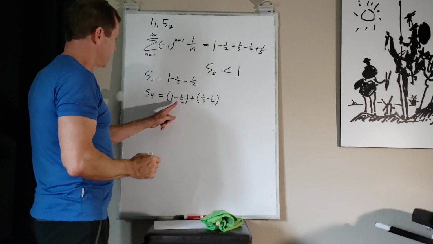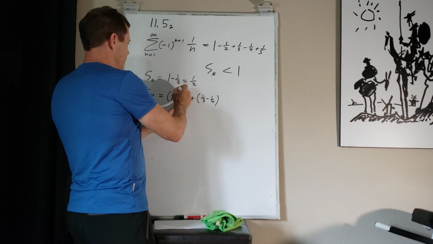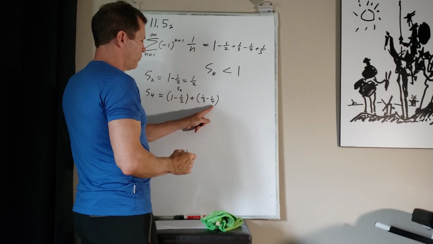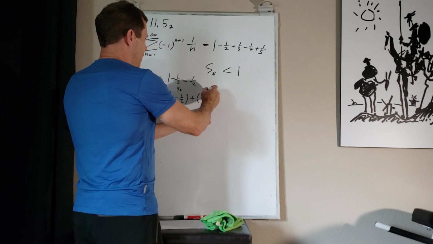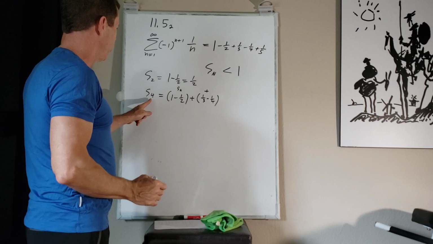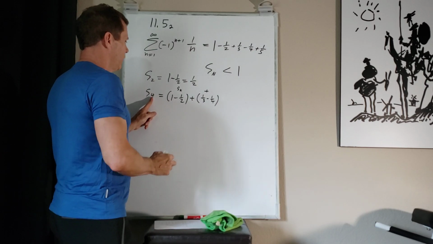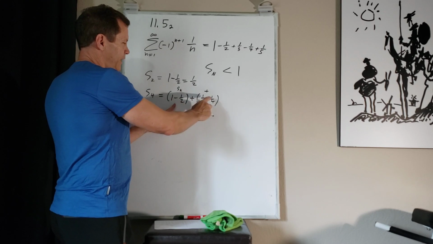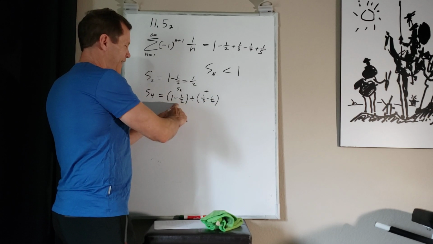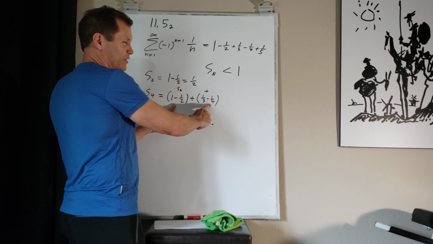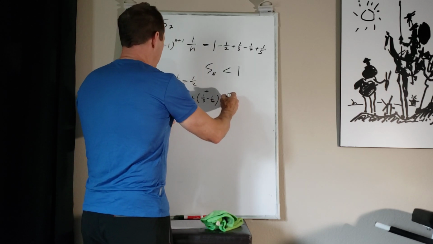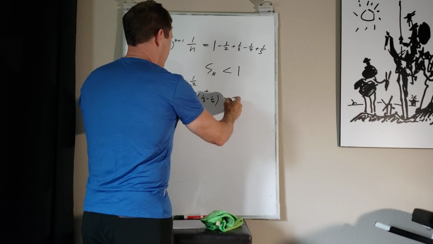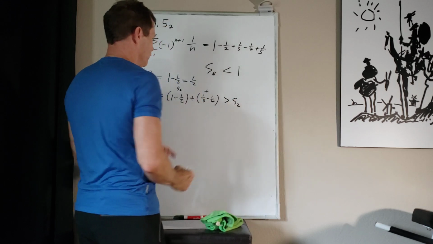Okay, what do you know about this? That's S2. What do you know about 1/3 minus a fourth? That's a positive number. So what do you know about S4? Is S4 bigger than S2? Well, here's S2, and I added a number to it. So you can't take a number and add a positive number to it and get smaller, you get bigger. So I know that S4 is bigger than S2.